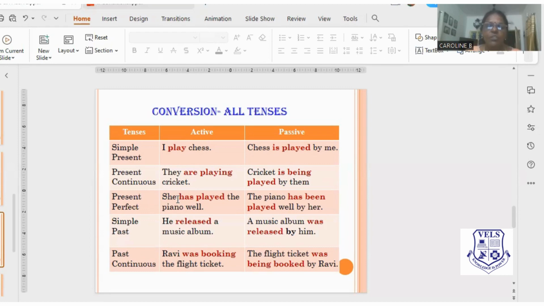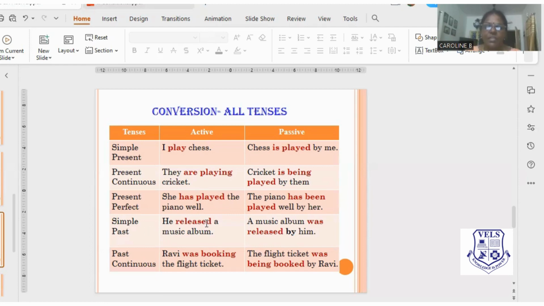Present perfect, she has played the piano well. It becomes the piano has been played well by her. Yes, in perfect tense, we add the perfect form of be verb, been, in the middle.